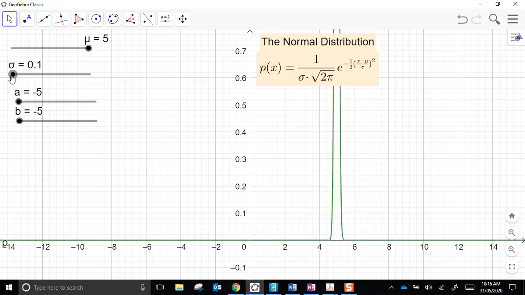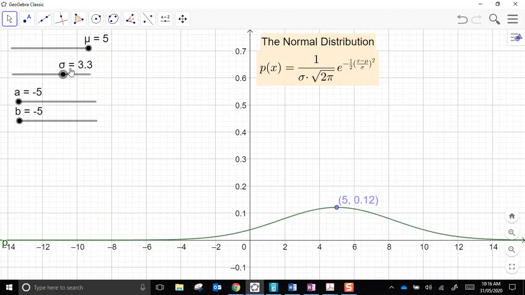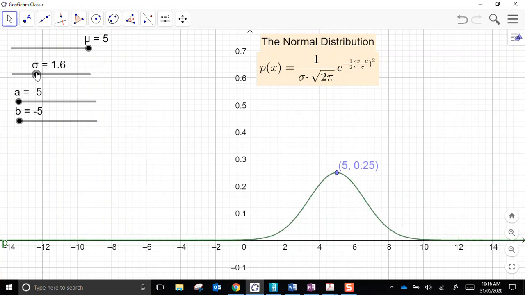I'm not going to get standard deviations less than or equal to 0. A 0 standard deviation would just be a perfectly straight line, a thin line going up forever. So I've set that to be a lower limit of 0.1. And of course standard deviation can go up as high as you like.